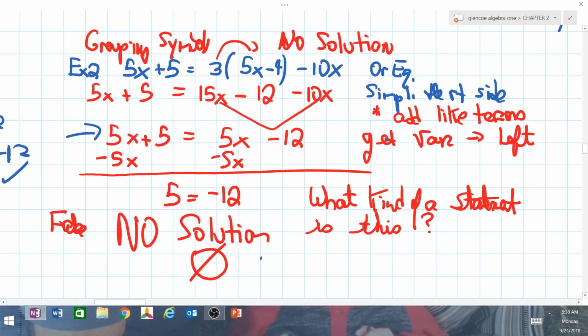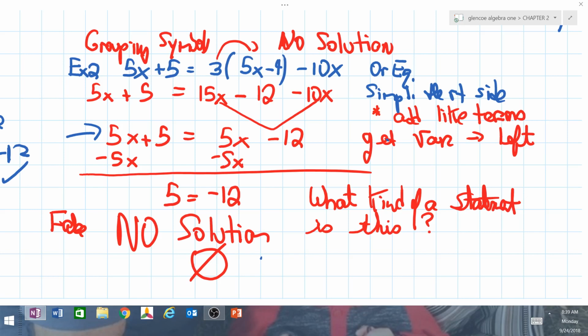Variables to the left, numbers to the right. Stand up, sit down, fight, team, fight. Go Lions. So I subtract 5x from each side, and I get 5 equals negative 12. Now remember, I told you, when you get a ridiculous statement like this, 5 equals negative 12, what kind of a statement is it? You know that 5 can never equal negative 12. That's a false statement. And your answer is no solution. Are you with me? Yes?